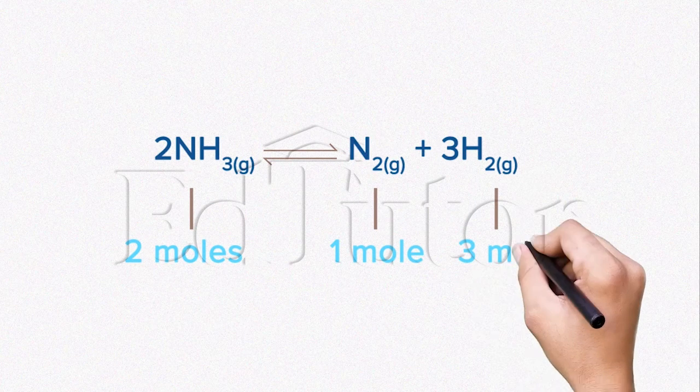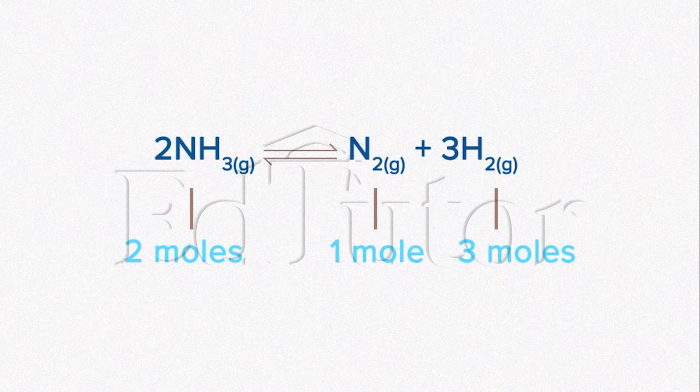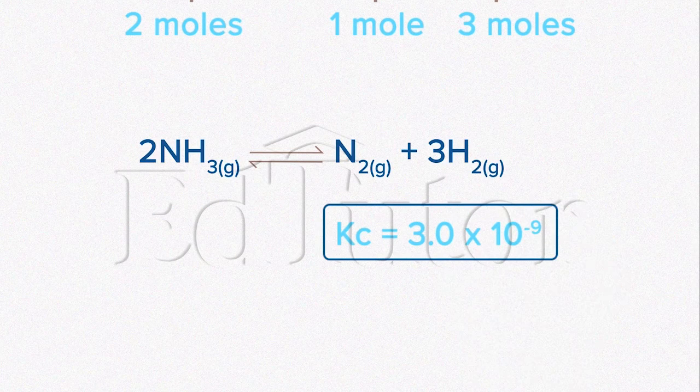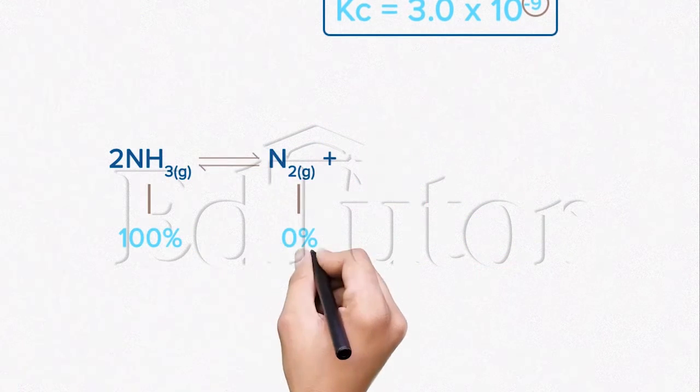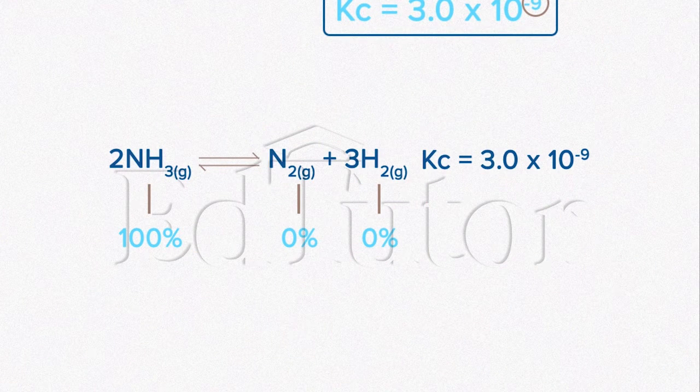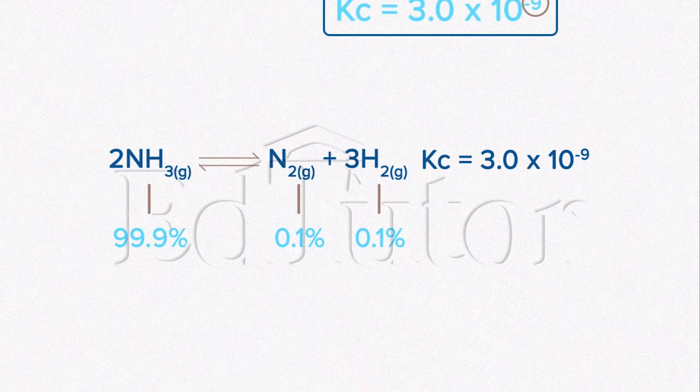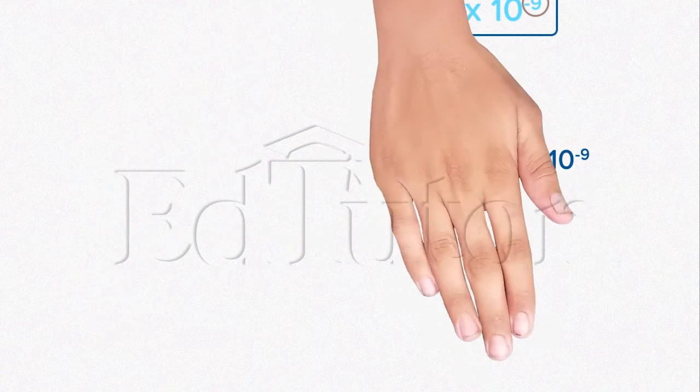Let's take a look at this reaction. In this equation, 2 moles of ammonia decompose reversibly to form 1 mole of nitrogen and 3 moles of hydrogen. The value of Kc for this reaction is 3 raised to the power -9. The -9 shows us that it is a very small value. We can assume that in this mixture, it is the ammonia which is mostly present, and a negligible amount of ammonia is converted into nitrogen and hydrogen.